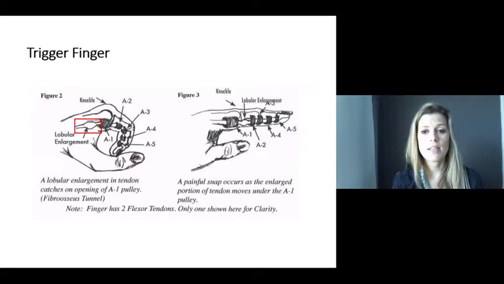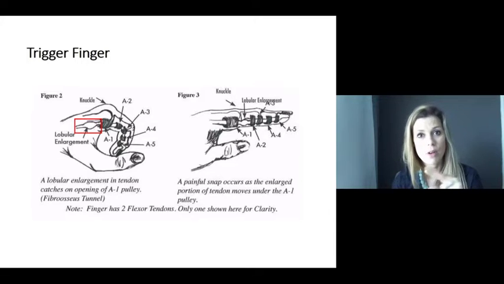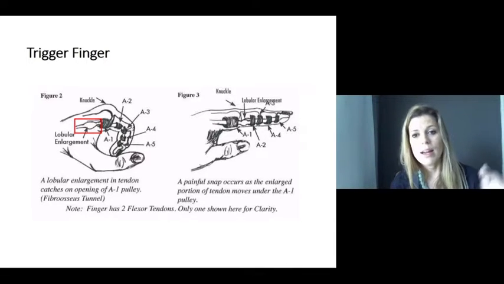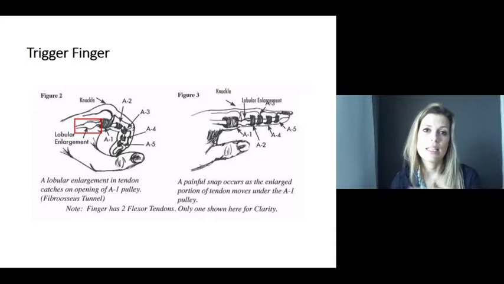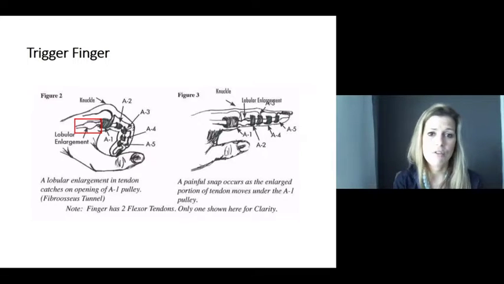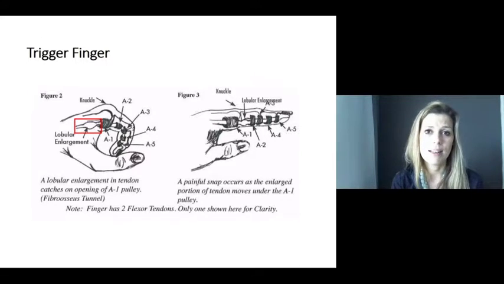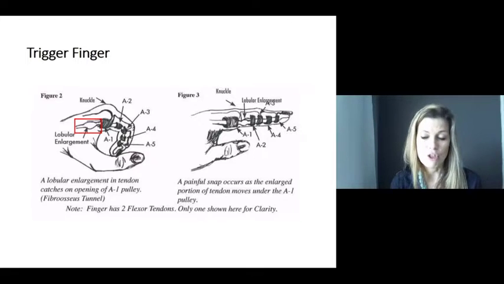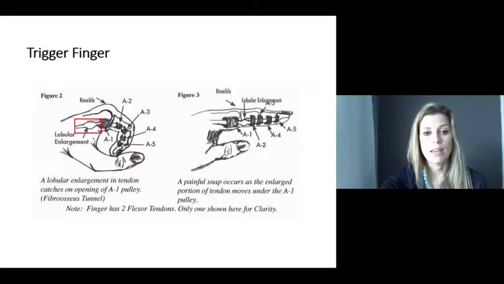And so oftentimes what the doctors will do in this situation is they will go in and they will cut the A1 pulley, and that will allow that swollen tendon to be able to move through into flexion and extension a lot better without getting stuck under that pulley. The A1 pulley is not an essential pulley, so people do just fine after that being released, but if the doctor accidentally cut A2, that would lead to bowstringing, and that would lead to a lot of complications.